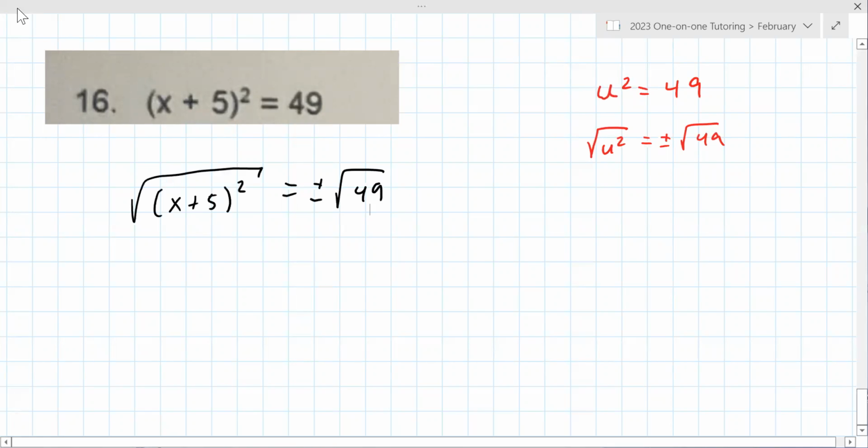Now on the left, the square root undoes the square. So on the left, it just becomes x plus 5. And on the right, it becomes plus or minus 7.